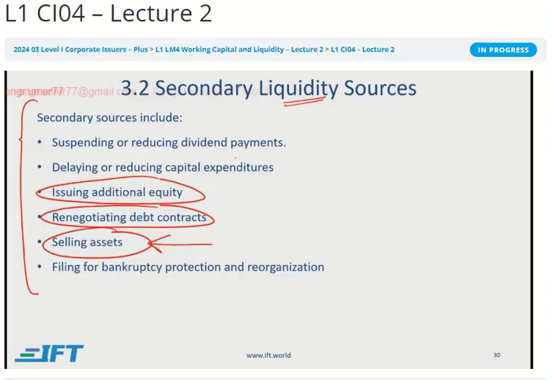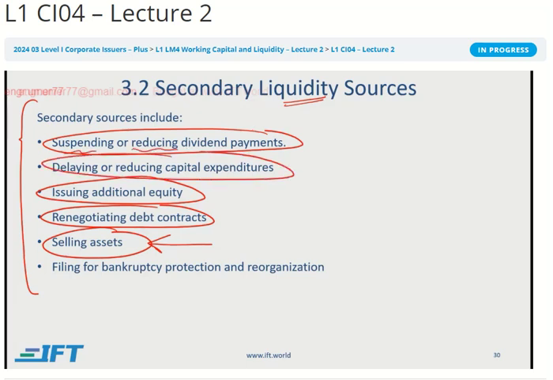Other examples of secondary sources include not paying dividends to your existing shareholders, so either you suspend them or reduce them, delaying your capital expenditure projects. Maybe you were doing it to maintain your existing property, plant and equipment, or maybe increasing it, so either you reduce that or delay it. And of course, the worst possible situation could be where you file for bankruptcy and try to reorganize the company.